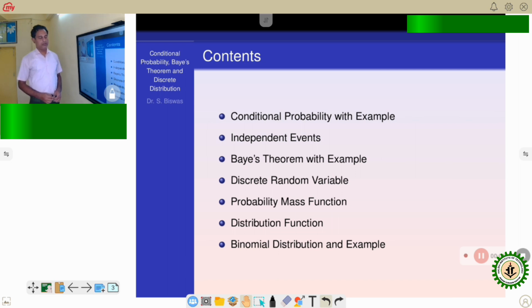Why I am calling it a characteristic feature, I will let you know in due course. And then the distribution function, and then binomial distribution, which is a special type of discrete distribution with wide application in engineering problems, and an example of binomial distribution.